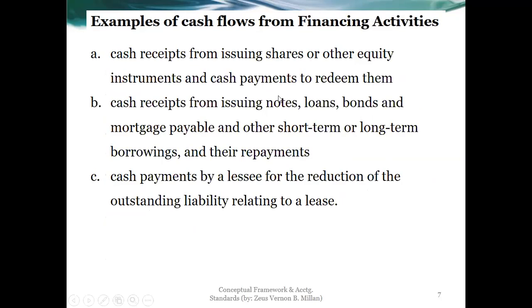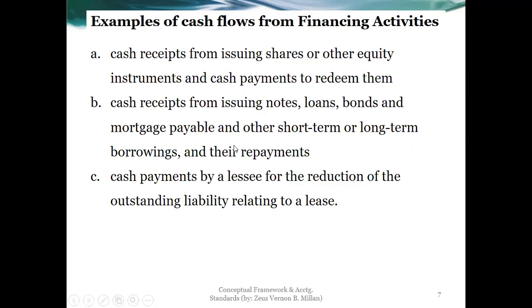Next, for financing activities, again, we have the long-term or non-current liabilities and the equity. So we have here the issuance of shares and other equity instruments. And what if we buy them back? That is called redemption. To redeem is to buy them back. Then letter B is for the issuance of long-term liabilities and their payment. Examples would be notes, loans, bonds, and mortgage payable, and other short term. As I said a while ago, if we borrow money, even if it is short term, but it is in the form of a note, loan, bond, or mortgage, then that's going to be part of financing activities.